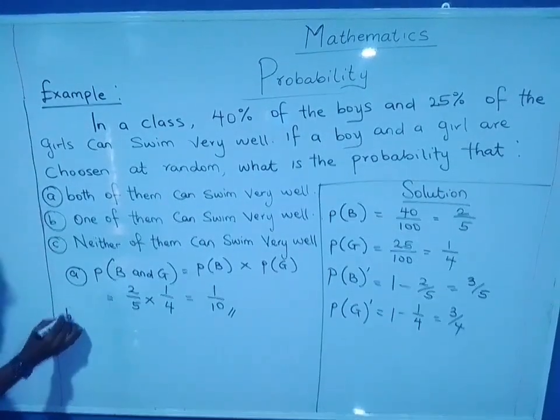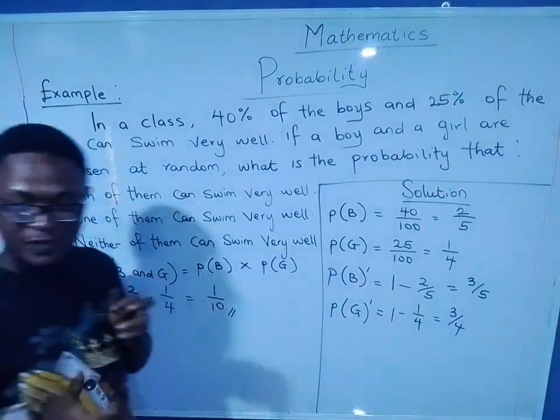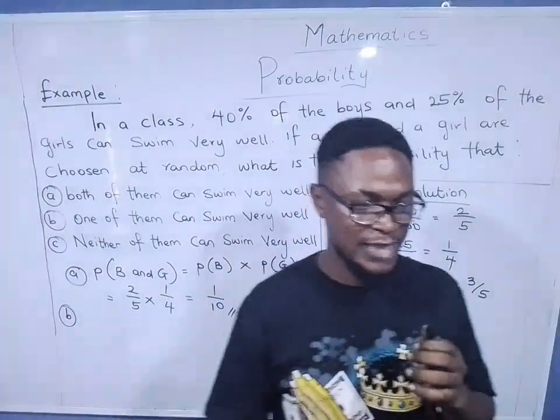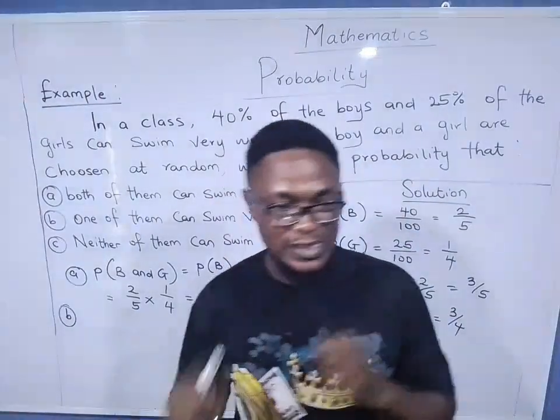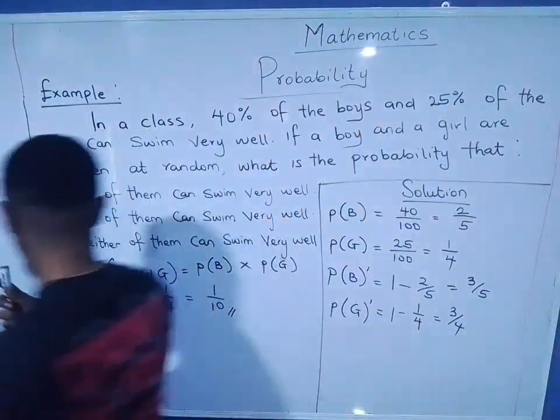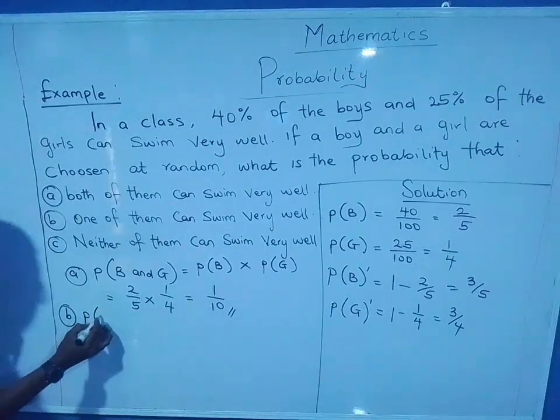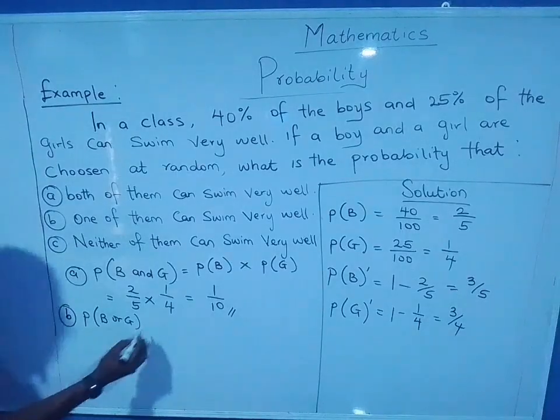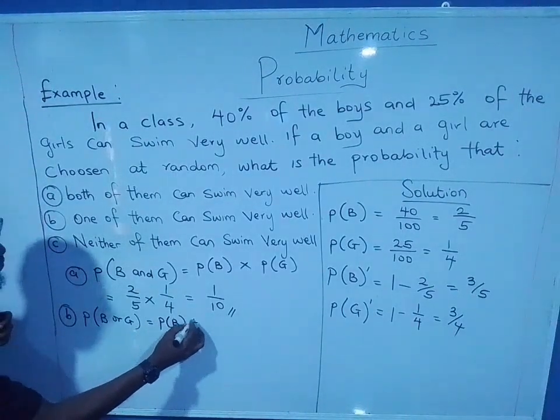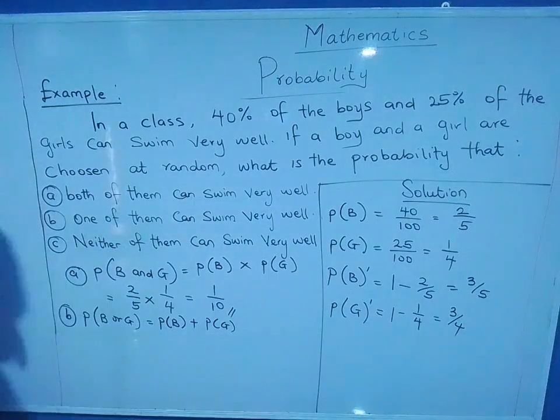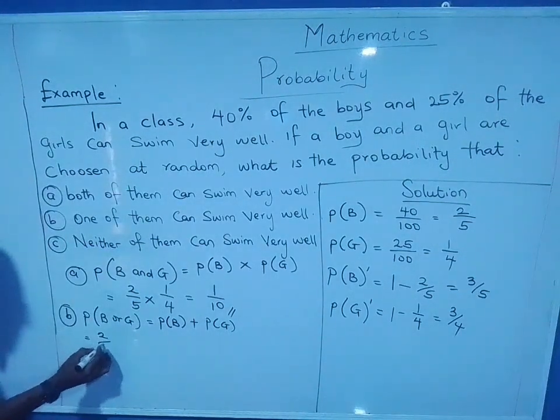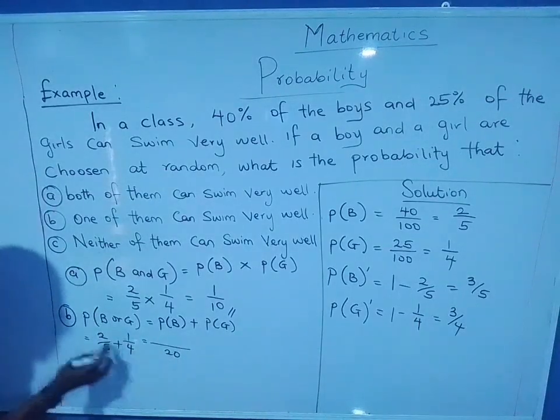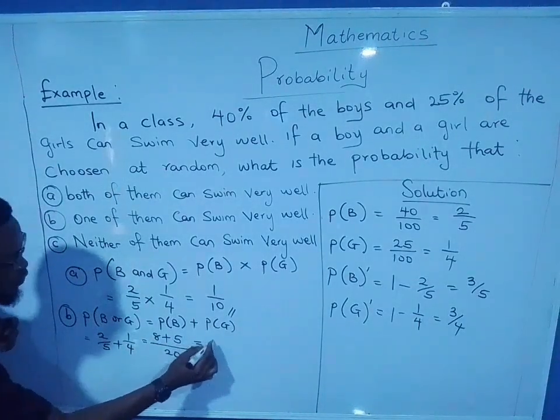Then for B, they said one of them can swim. So if they pick a boy and they pick a girl, either the boy can swim or the girl can swim. So this one is now or, not and. We are looking for the probability of B or G this time around. That is the probability of the boy plus the probability of the girl. So this becomes 2 over 5 plus 1 over 4. The LCM is 20. This is 8 plus 5, which will give us 13 over 20.